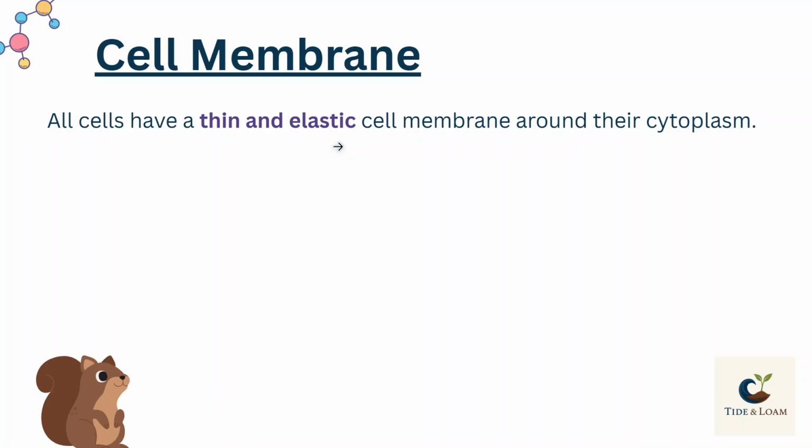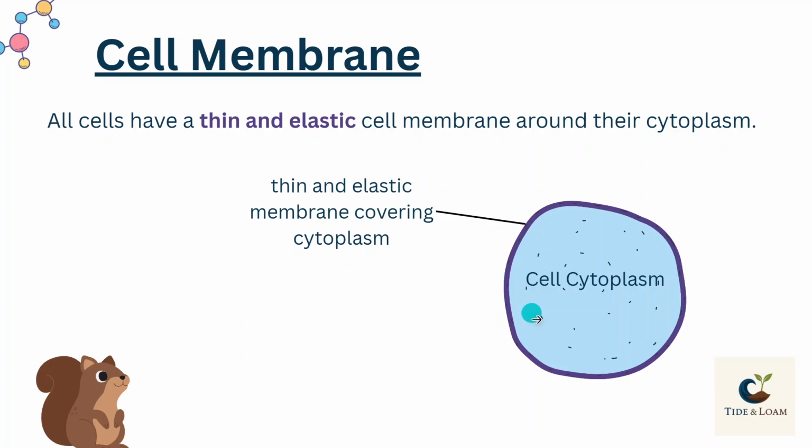So cell membrane is thin and it is elastic, so it can mold into different shapes, and it is present around the cytoplasm. So we have three basic characteristics about cell membrane. The first is cell membrane is present in all the cells. The second thing is it is thin and elastic in nature, and the third thing is it is present around the cytoplasm.